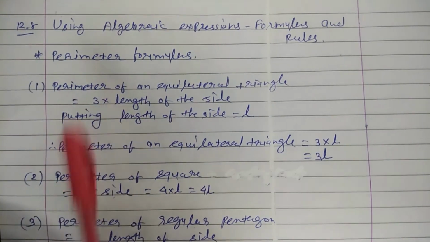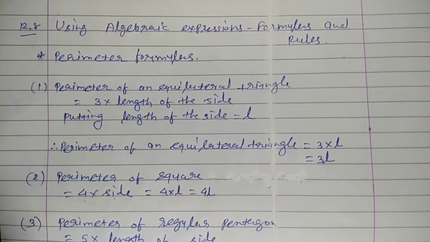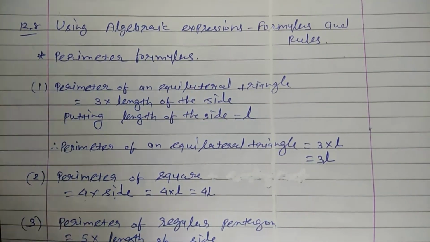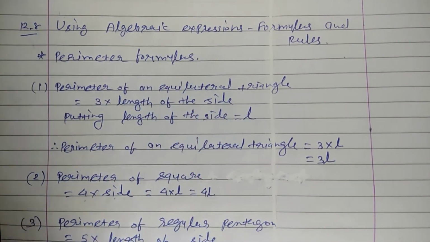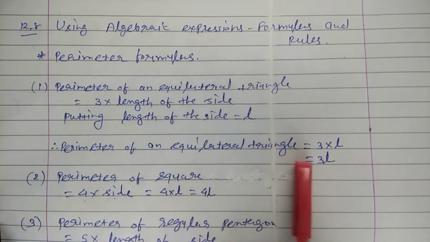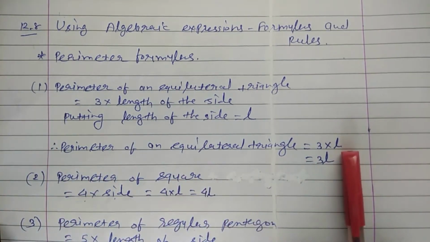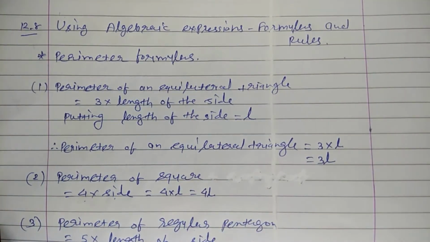For example, perimeter formulas. Number 1, perimeter of an equilateral triangle. What is it? It is 3 multiplied by the length of the side of a triangle. If we take the length of the side as l, we get perimeter of equilateral triangle is equal to 3 into l, which we can write as 3l.